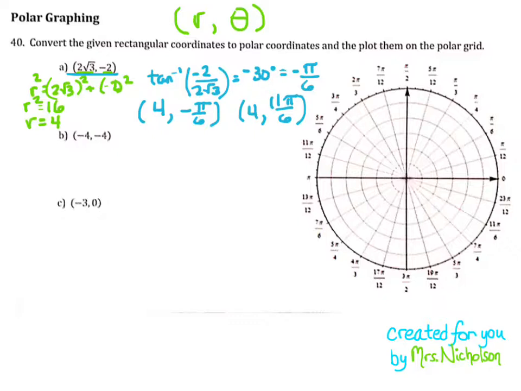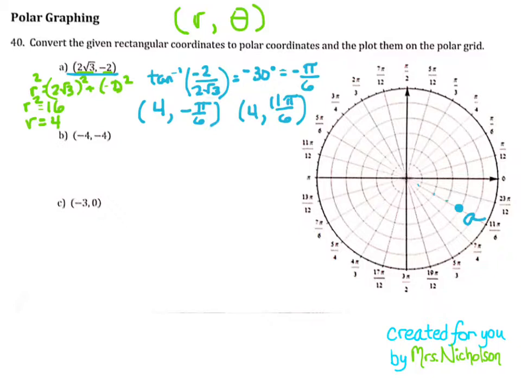And if we were going to graph this, I'm going to go over here to 11 pi over 6, which is the same as negative pi over 6, and count the radius, count the circles, 1, 2, 3, 4. And there's my point for part A.